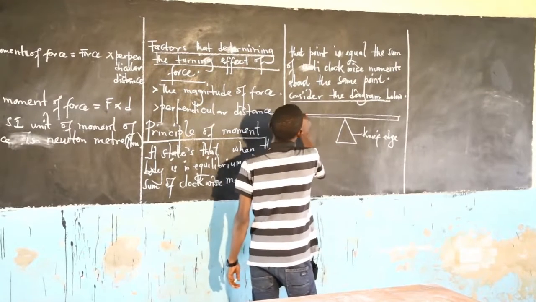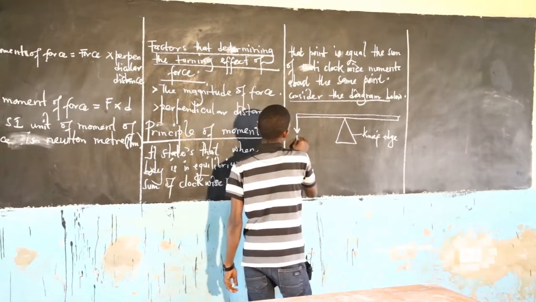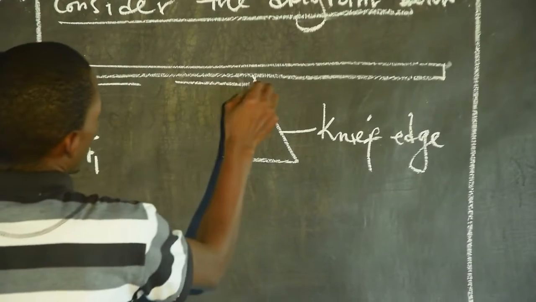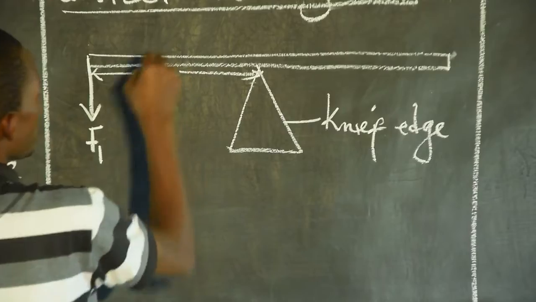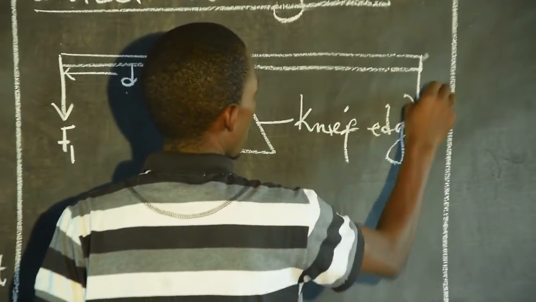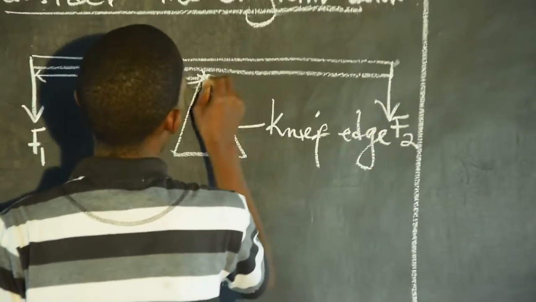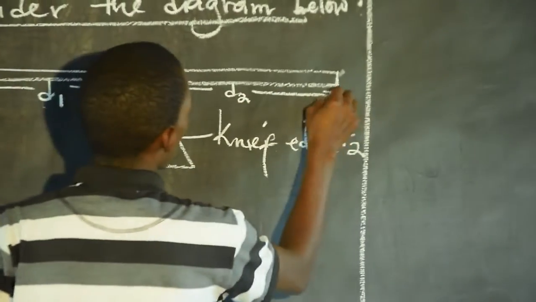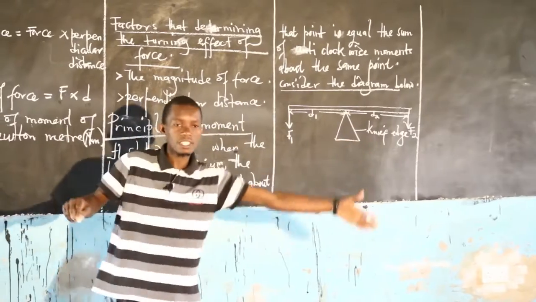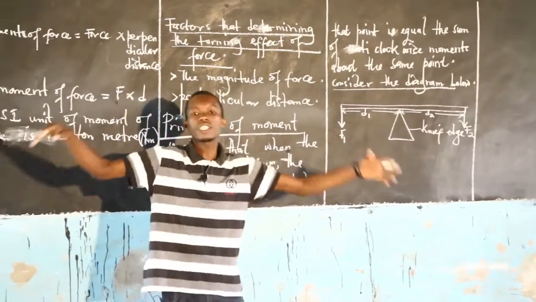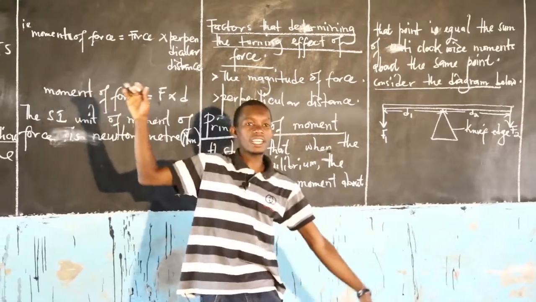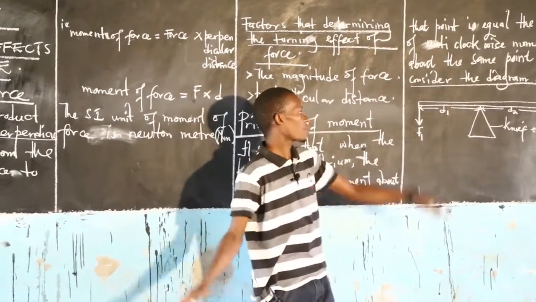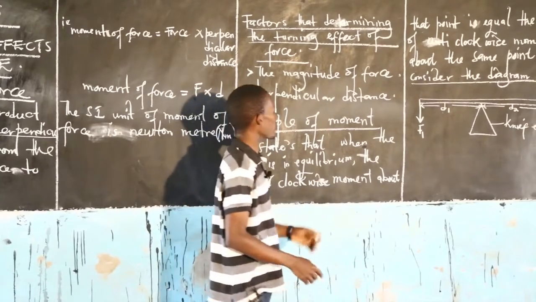We have a force here, force 1, and we have the distance, we can say distance D1. We have another force here, force 2, and we have a distance D2. It's like someone sitting on the other side, another one sitting this side, and you try to balance like that. You are moving clockwise, you are moving anti-clockwise. You want that in that form of the principle of moments.